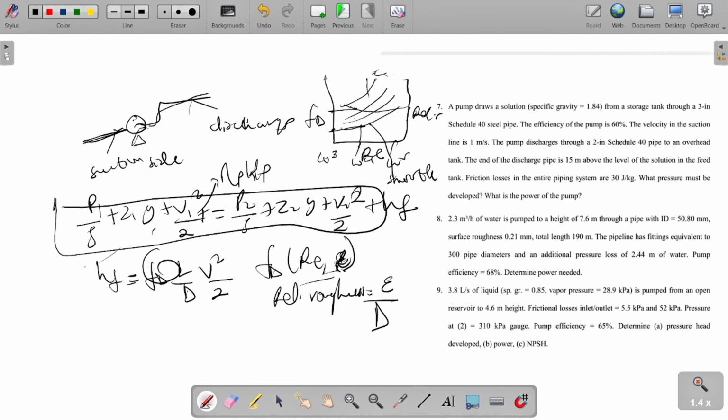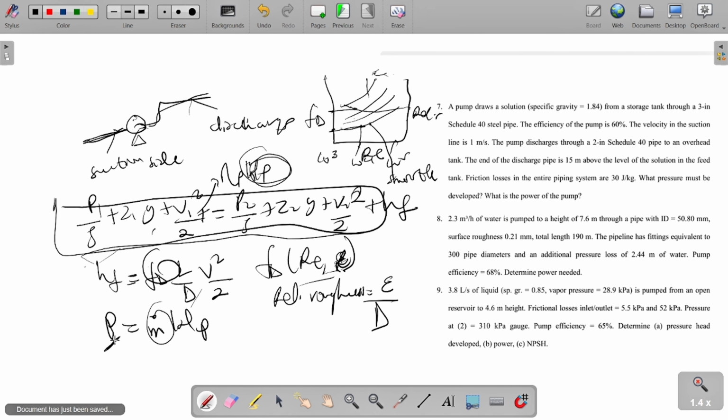Yes, so that's basically everything that we need to know about the pump. Mostly you can be asked to calculate the power of the pump, where in this relationship we use the mass flow rate multiplied by WP. From Bernoulli's equation accounting for friction loss and pump work, we calculate this WP, which we multiply by the mass flow rate to get the power of the pump. So that's it, the power of the pump.